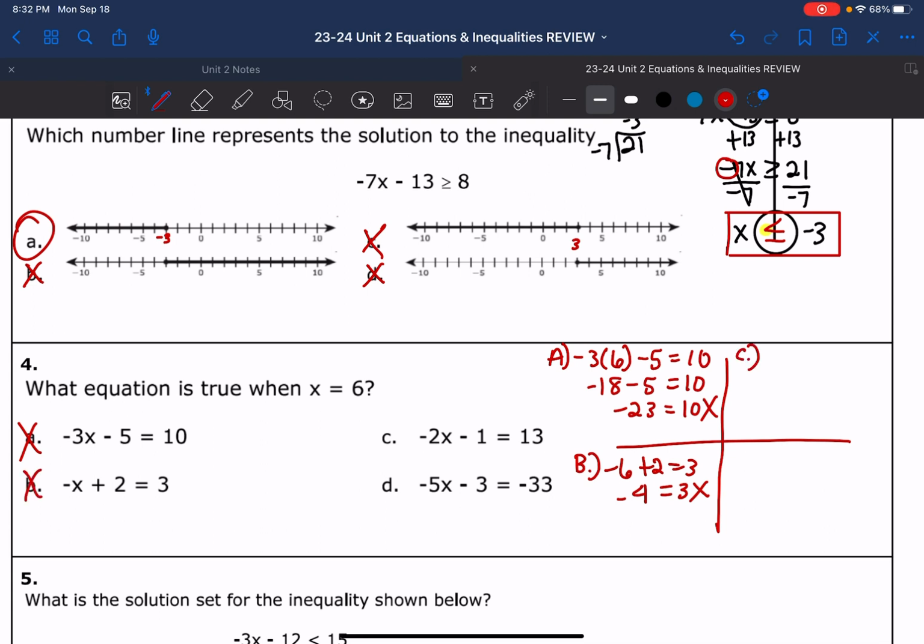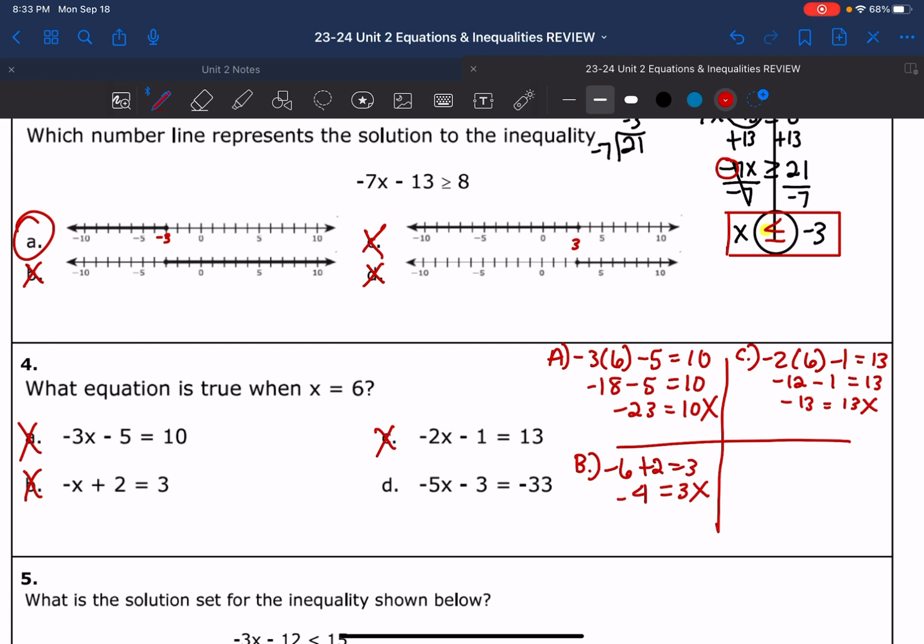Let's try C. Negative 2 times 6 minus 1 is equal to 13. Okay, so negative 2 times positive 6 is going to be a negative 12. Now I know that I have two of the same signs, so we are going to add and keep the sign. So that would be negative 13. Now, negative 13 does not equal positive 13. So C is also not our answer.